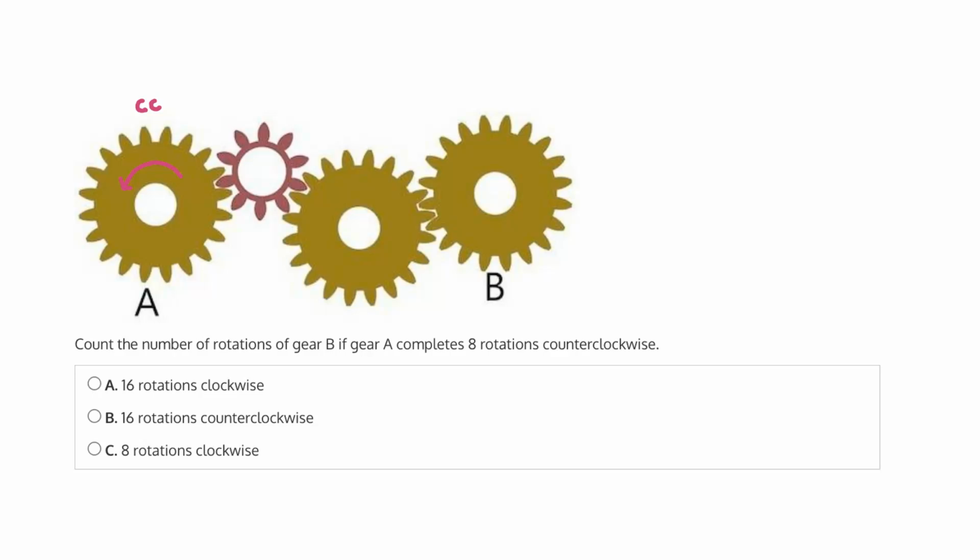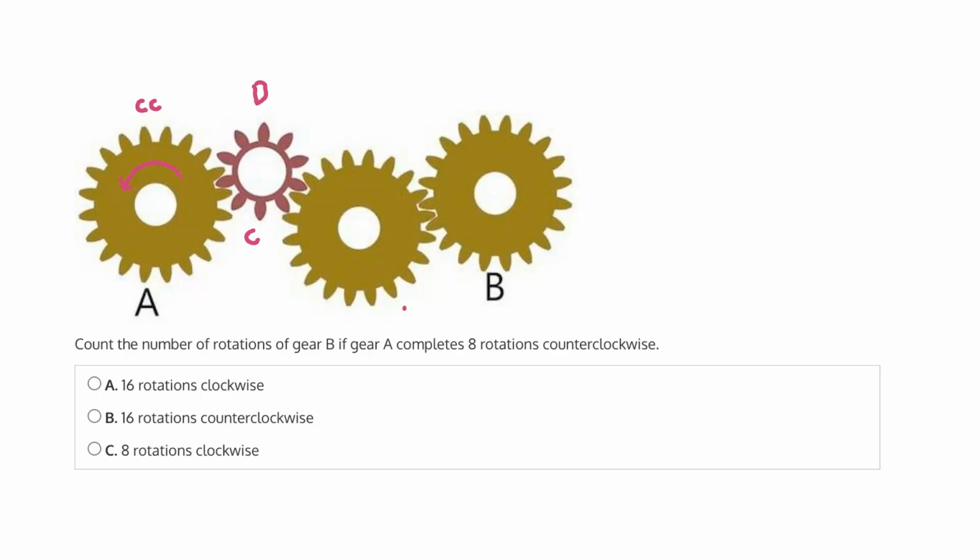Now, the first rule that we need to know to answer this question is that for any two directly meshed gears, such as gear A and what we can call gear D, their directions of rotation will be opposite. So if A is rotating counterclockwise, well then D will be rotating clockwise.